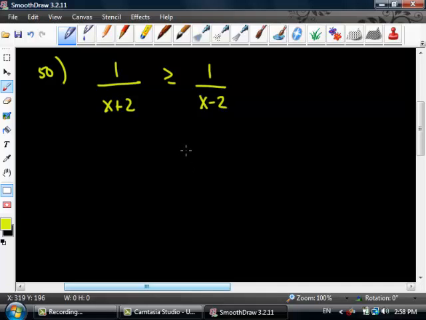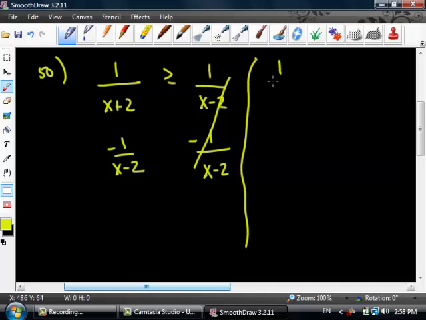Okay, so 1 over x plus 2 is greater than or equal to 1 over x minus 2. I'm going to subtract 1 over x minus 2 from both sides. Now, here's where a lot of people started making a mistake on the quiz. I'm going to cut this off here. 1 over x plus 2 minus 1 over x minus 2 is greater than or equal to 0.